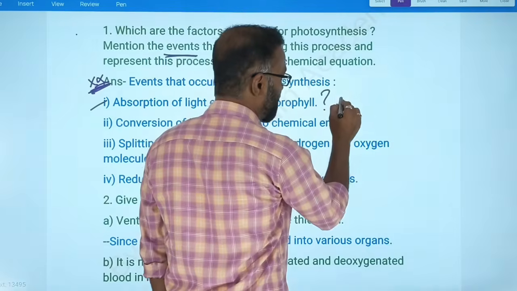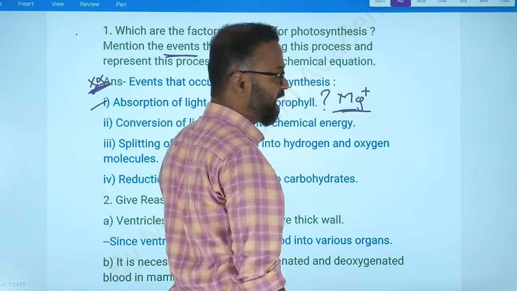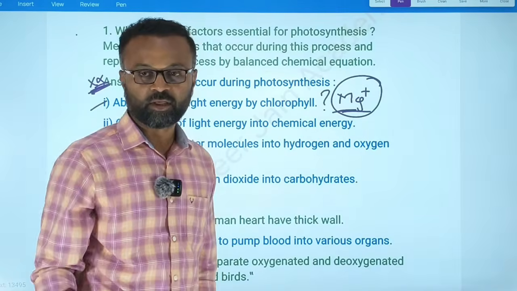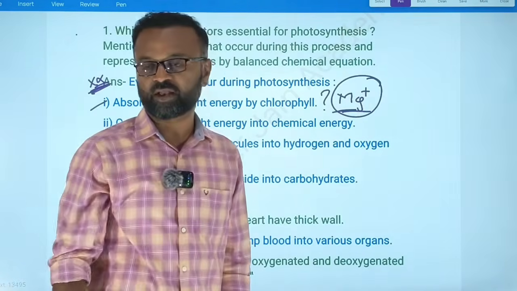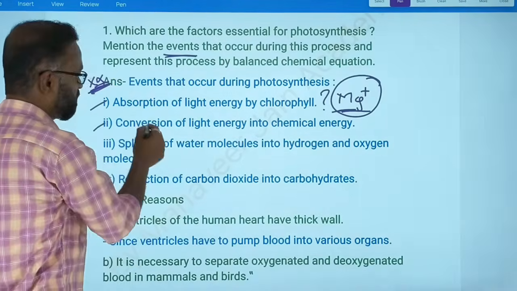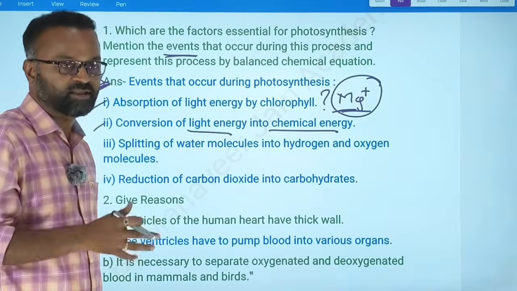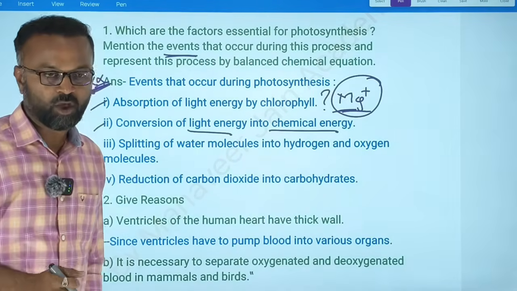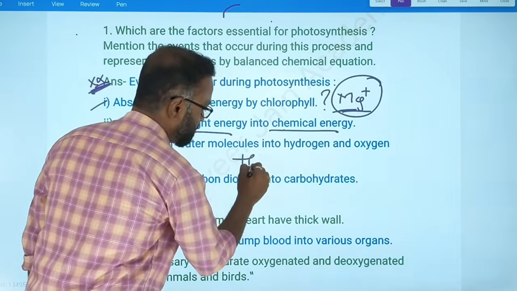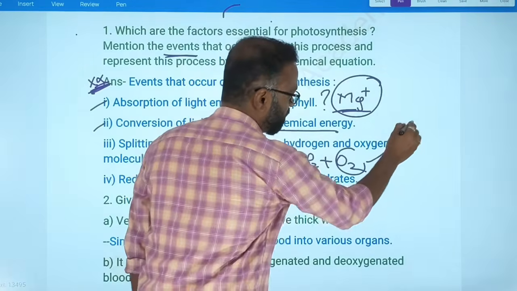Because chlorophyll has magnesium ions, and the unique structure of the magnesium ions in the chlorophyll can trap the photons coming from the light energy. That's the reason it is able to absorb that light energy. Next one, conversion of the light energy into chemical energy. The light energy is utilized to make chemical energy in the form of NADPH and so on. This energy helps in splitting of the water molecule into hydrogen and oxygen, and this oxygen will be given out.